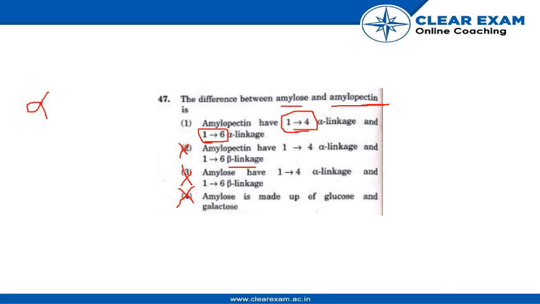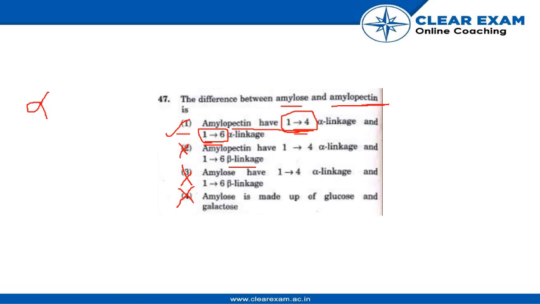Amylose, so according to us the answer should be first. Amylose is linear with 1 to 4 alpha linkage, whereas amylopectin is branched and has both 1 to 4 and 1 to 6 alpha linkage. So our answer is first.